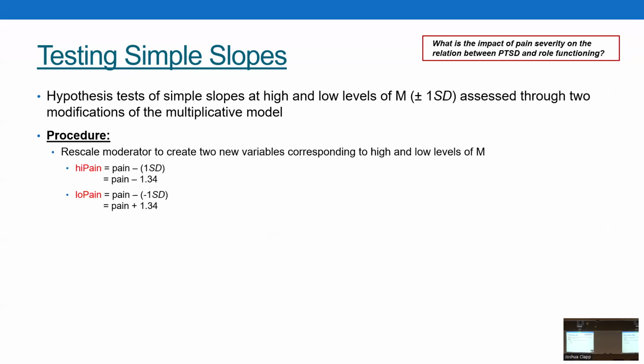Right, so I know that in my centered solution, pain has a standard deviation of 1.34. So what I'm going to do in order to create my high pain variable, I'm going to take my centered pain score, and I'm going to subtract 1.34 from everybody in the set. Okay, and then I'm going to create a second variable called low pain. For low pain, what I'm going to do is I'm going to subtract a negative standard deviation, which means I'm going to take my centered pain score and I'm going to add 1.34 like this.